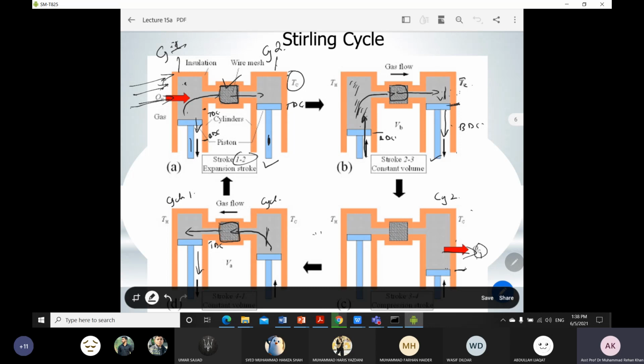Now we will see one video also so that you will get a better understanding of how different processes take place in the Stirling cycle. So now you have to see one video, then we will discuss further about it.